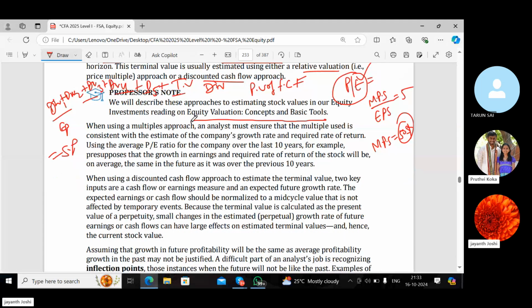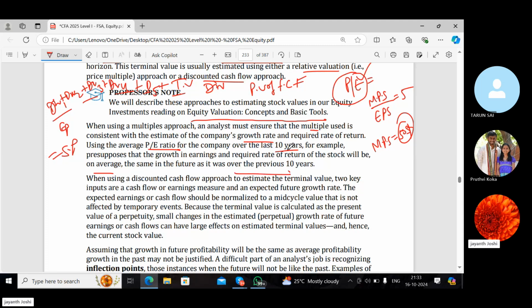Okay. So when using a multiples approach, the P ratio I have already explained. An analyst must ensure that the multiple used is consistent with the estimate of the company's growth rate and required rate of return. Using the average P ratio for a company over the last 10 years, for example, presupposes that the growth in earnings and required rate of return of the stock will be on average the same in the future as it was over the previous 10 years.